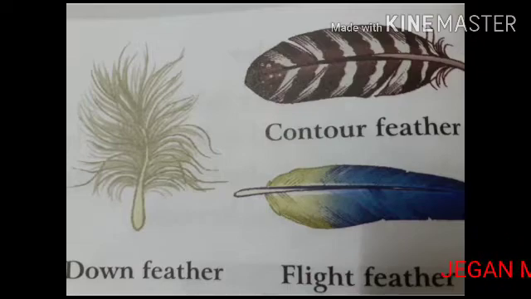This is called contour feathers. Contour feathers give shape and color to the birds that can be seen by us. What are contour feathers? Contour feathers give shape and color to the bird that can be seen by us.